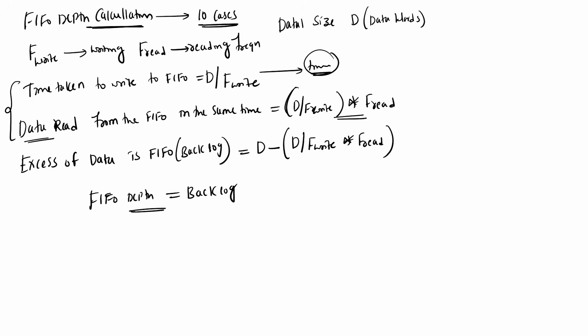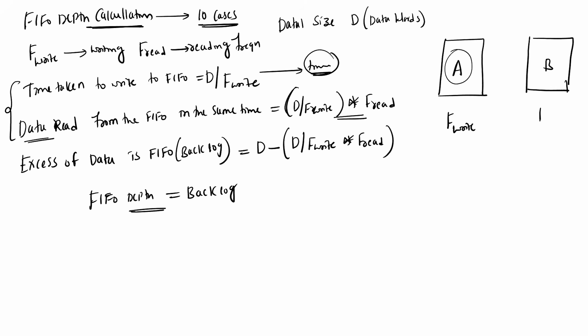Sir, is the time taken to write to FIFO for all locations or one location? Time taken to write to FIFO, all locations. F write is the frequency for writing. I told you two modules will be there, module A and module B. So F write is the writing frequency of module A, and this is the reading frequency.